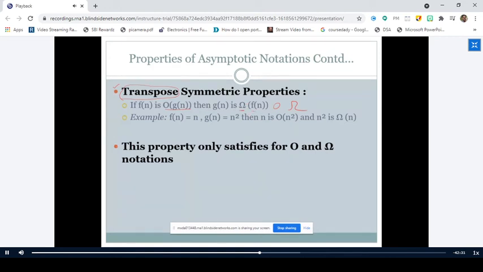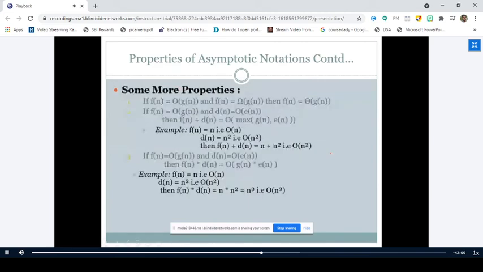This property is satisfied only by big O and omega notations. It cannot be applied to other notations like theta. So this transpose symmetric property is applicable only for big O and omega. Is it clear?